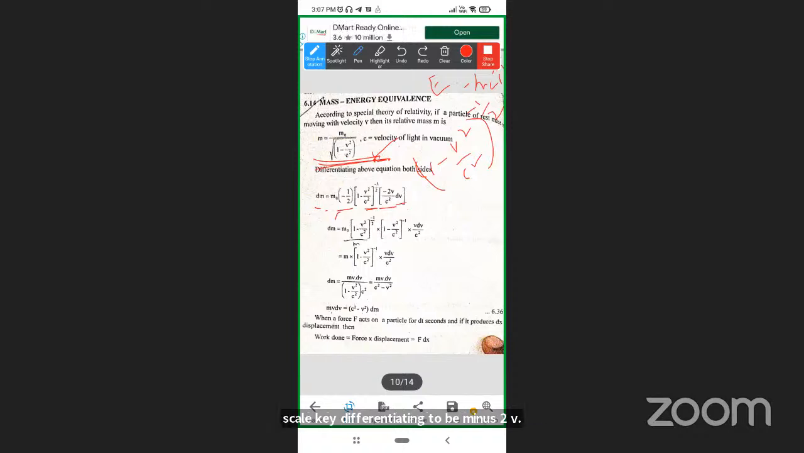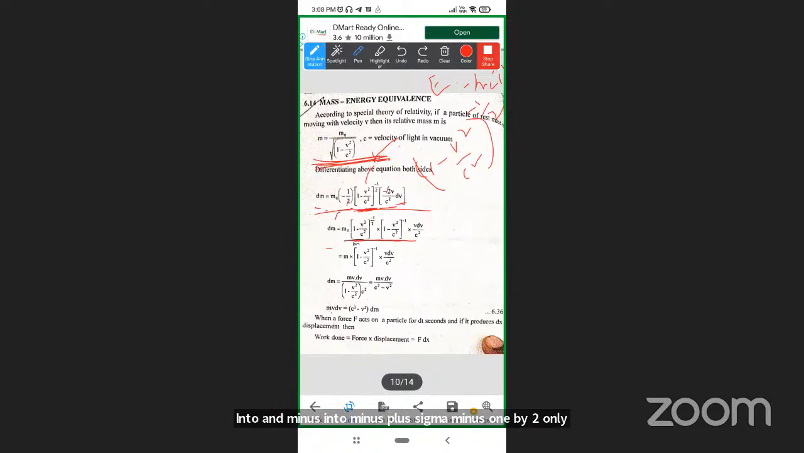So we simplify this differentiated equation. dm is equal to m naught into 1 minus v square by c square whole power of minus 3 by 2 into minus 1 by 2 into minus 2v by c square dv. Multiplying these, minus into minus is plus, here there is minus 1 by 2 and here minus 2, so the 2s cancel.